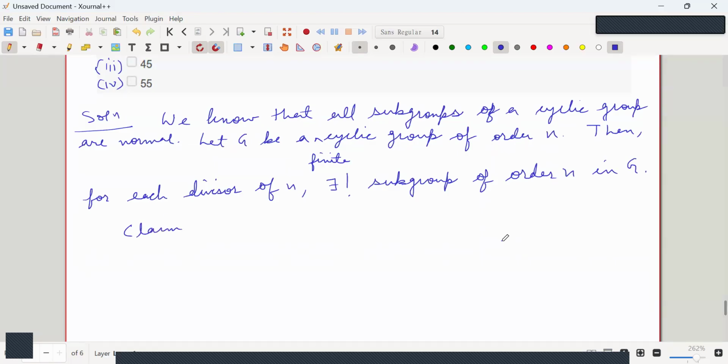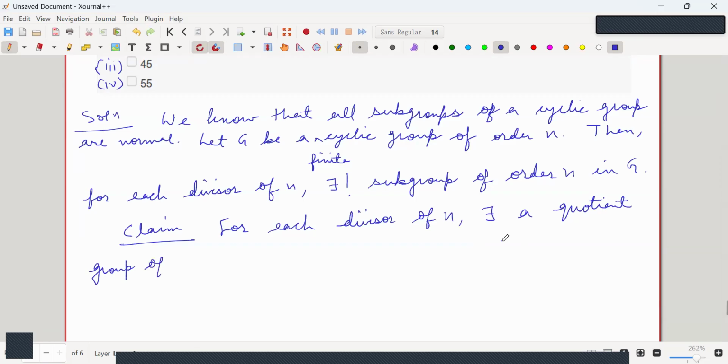The claim is, for each divisor of n, there exists a quotient group of G. Can you tell me how we can prove this?